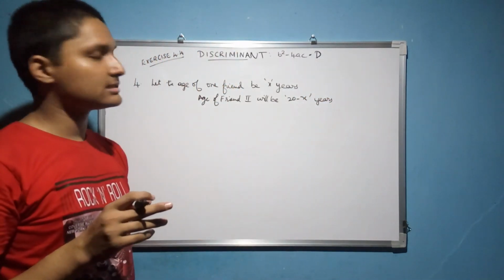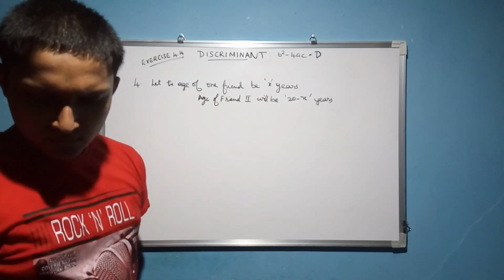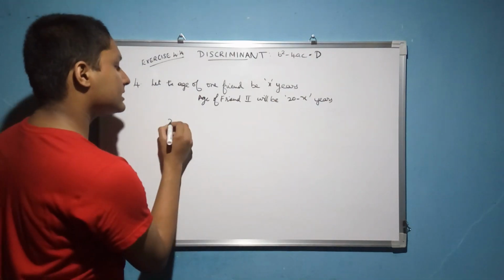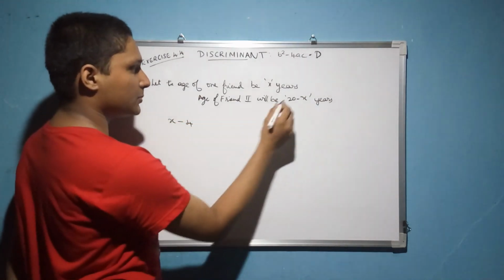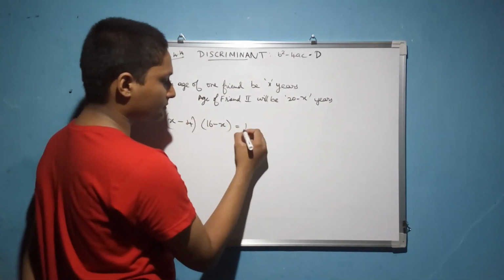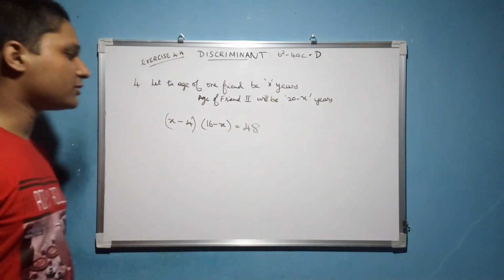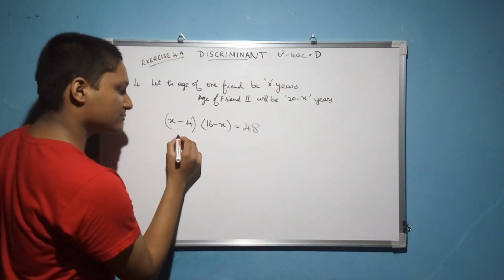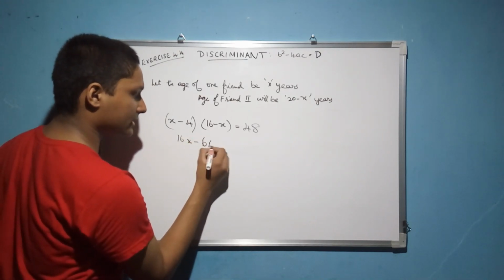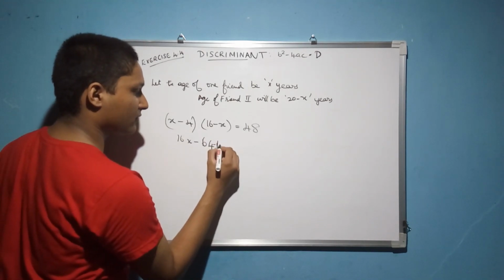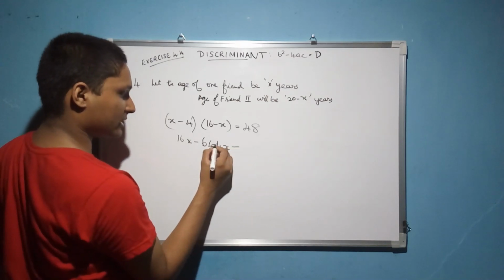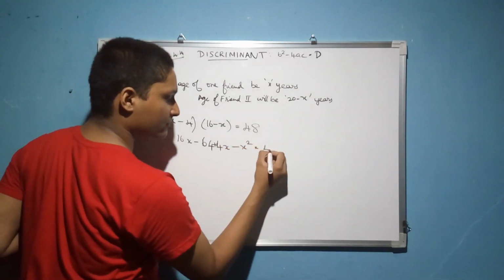So the next part is given that the product of the ages was 48 when it was 4 years ago. 4 years ago this was x minus 4, and 20 minus x was 16 minus x, and the product given was 48. Now we'll just simplify. This comes to be 16x minus 16 to 64, we'll get 64, plus minus 4x, plus 4x minus x square is equal to 48.